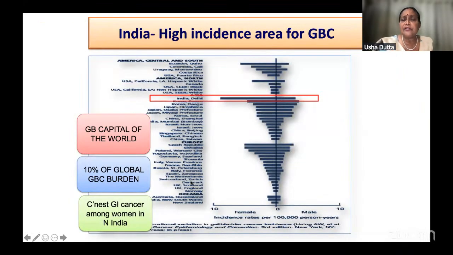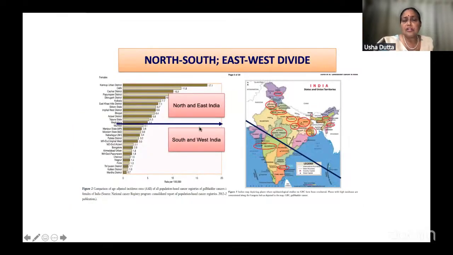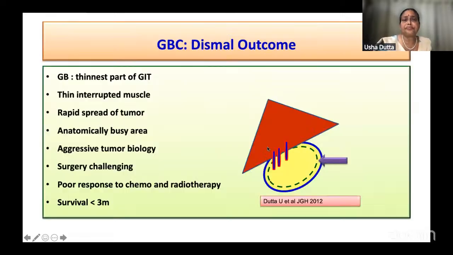And in India, we have to have our own policy because India is now the gallbladder cancer capital of the world, and we contribute to 10% of the global gallbladder cancer burden, and it's the commonest GI cancer among women in North India. And there's a north, south, east, west divide, and we find that the north and the east have higher incidence of gallbladder cancer, and the south and the west have lower incidence. And we are doing right now a study with ICMR to look at this divide and see whether the pre-malignant lesions in both the groups are any different.